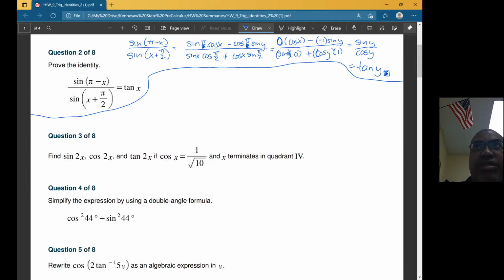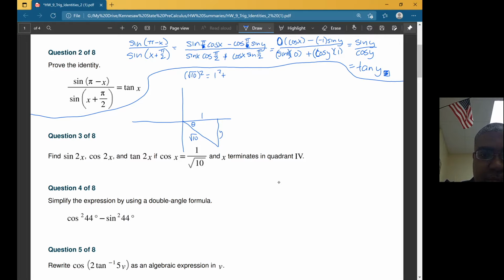All right. Like I said, I wish we were doing this in person so that y'all could tell me if I was moving too fast, but in any event, let's go. They give us this: cosine of x is 1 over root 10, and x terminates in quadrant 4. That always means draw a graph. So draw a little triangle in quadrant 4. This is theta, and cosine of theta is 1 over root 10. So we have to figure out what the opposite side is.